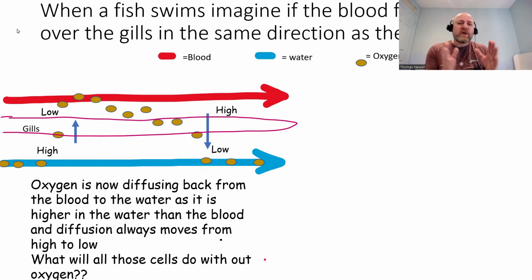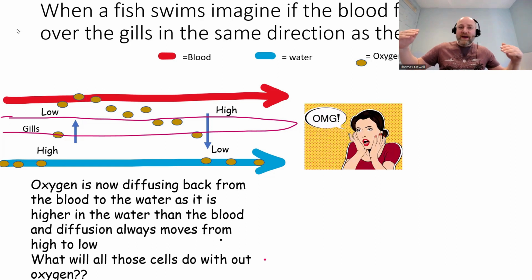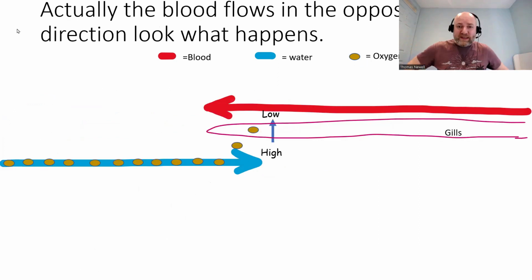So fish don't have this system where the blood and water flow in the same direction. They have a countercurrent flow system, where the blood and the water flow in opposite directions. And look what happens here. As soon as the water and the blood cross at the gills, oxygen is in a higher concentration in the water than in the blood. Great news. We get diffusion from the water to the blood.